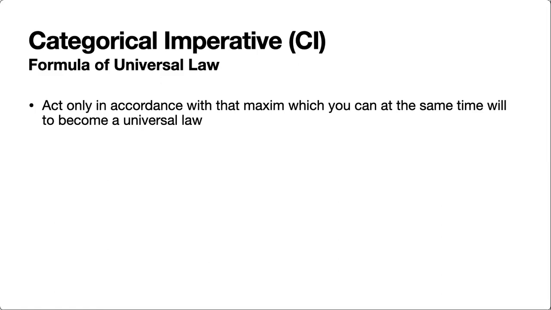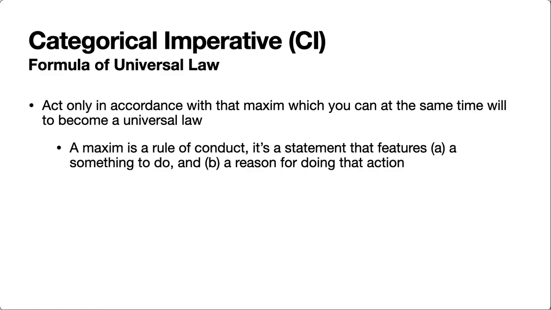So according to the formula of universal law, we must act only in accordance with the maxim which we can at the same time will to become a universal law. Something that can be normalized in the world of the thought experiment, and we can conscientiously and actively will that world into existence. Now, to explain that, we have to define certain terms.